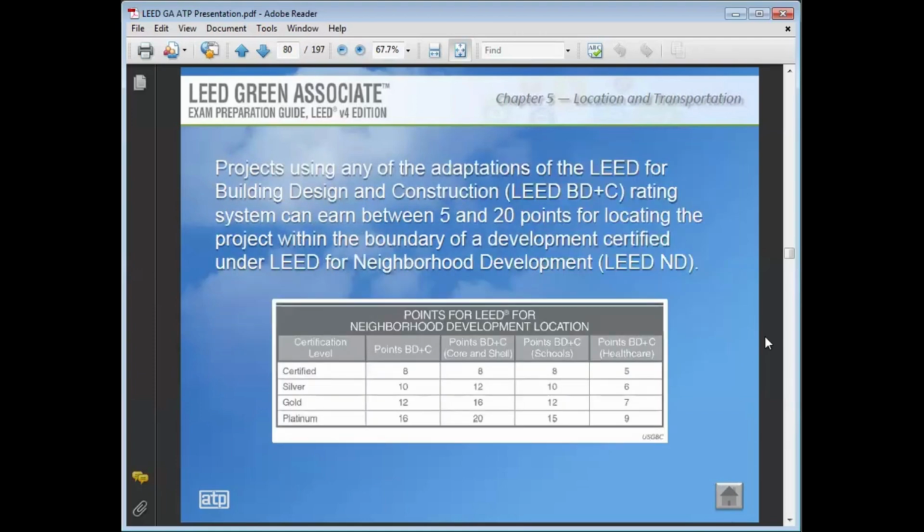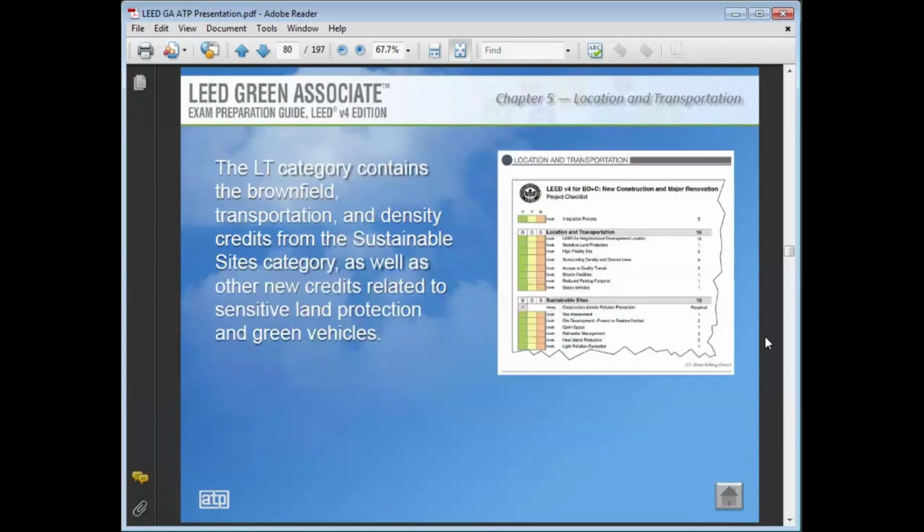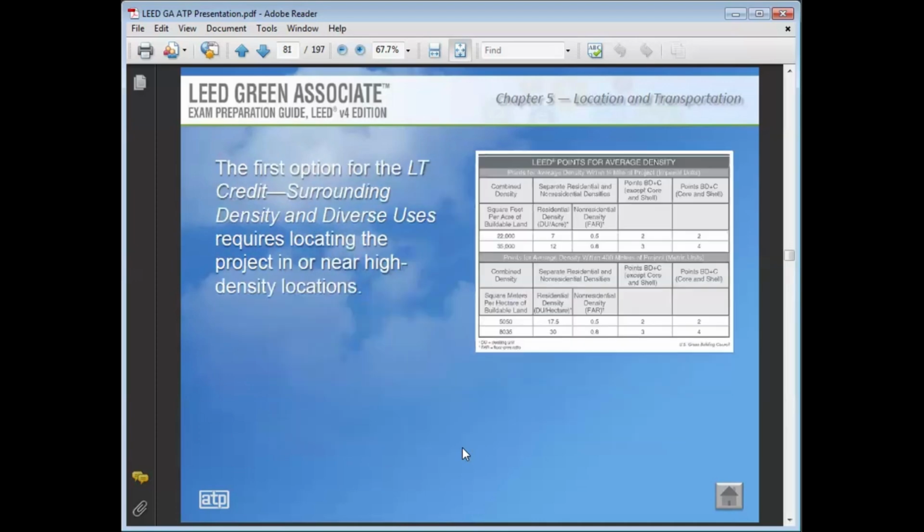Like projects using any of the adaptations of the LEED for building design and construction, that is BD+C rating system, can earn between 5 and 20 points for locating the project within the boundary of a development certified in the LEED for neighborhood development, if it is applicable. But since in some of the areas it is not, we get points on the basis of these categories like brownfield, transportation, density credits, as well as land protection and green vehicles utilization, or provisions to have green vehicles in those areas would be a value addition in that case.